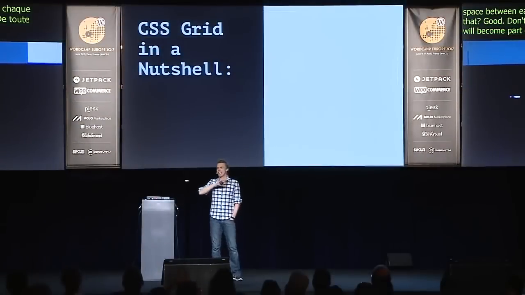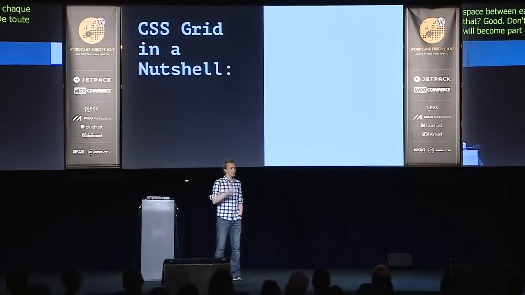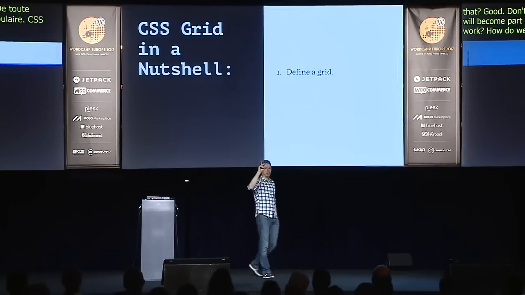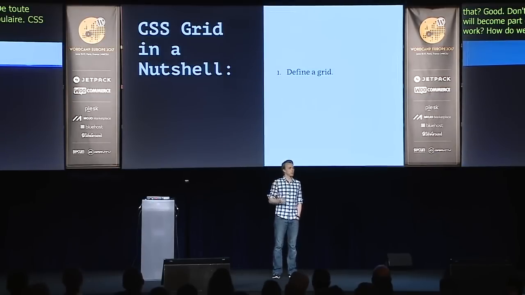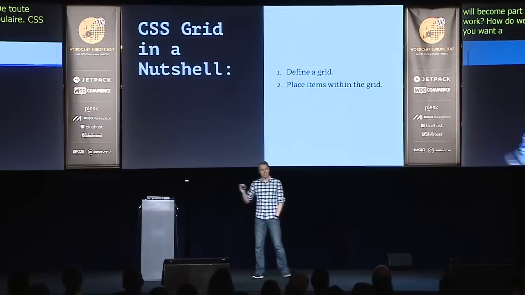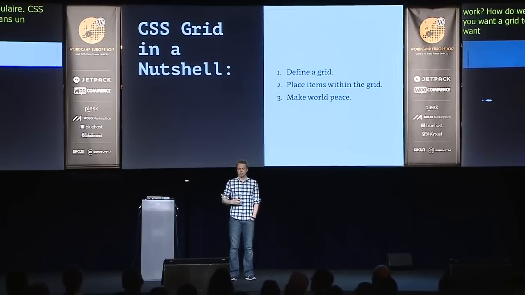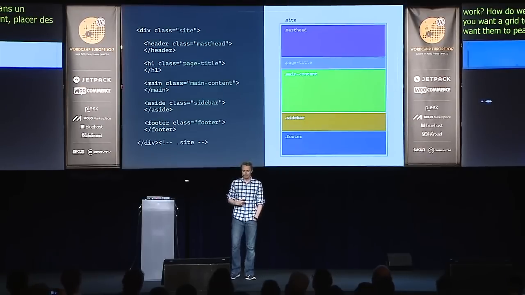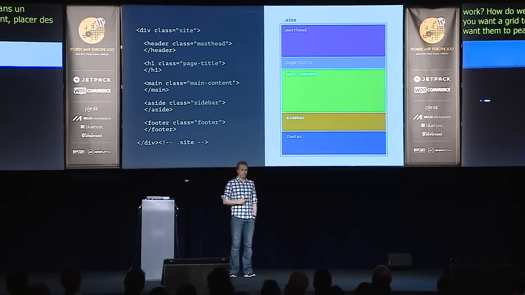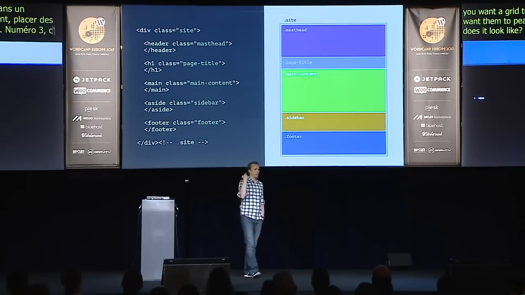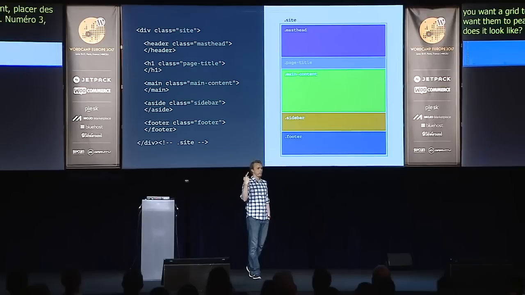So CSS Grid in a nutshell, how does this actually work? How do we apply it today? Number one, define a grid on an element where you want a grid to appear. Number two, place items within that grid where you want them to appear. Number three, make world peace. That's all there is to it. What does it look like? Well, here's my example. This is the semantic markup with no CSS applied, except for color.